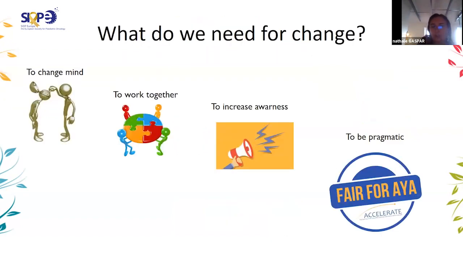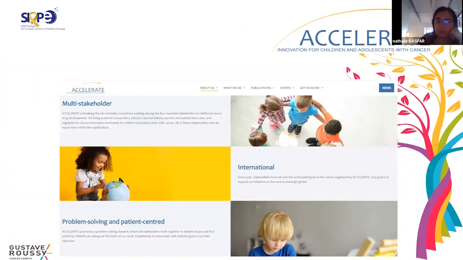Then what do we need to change? We need to change mind. We need to work together. It's pediatric and medical oncologists together, but also academics and industry together to increase awareness and to be pragmatic. To be pragmatic, this is what we try to do with the Accelerate FAIR group. Accelerate is a multi-stakeholder platform to try to improve innovative therapy in children and adolescents, and where you have academics, you have pharma industry, you have regulators, and you have parents and patients.